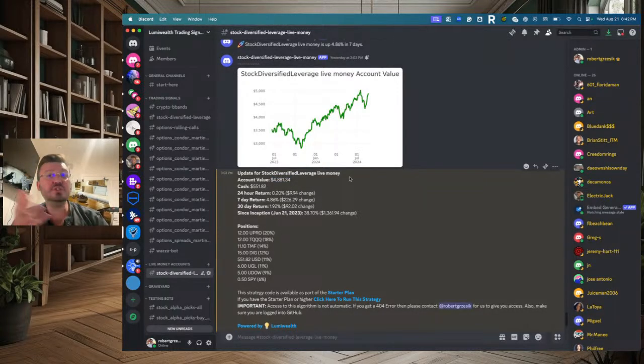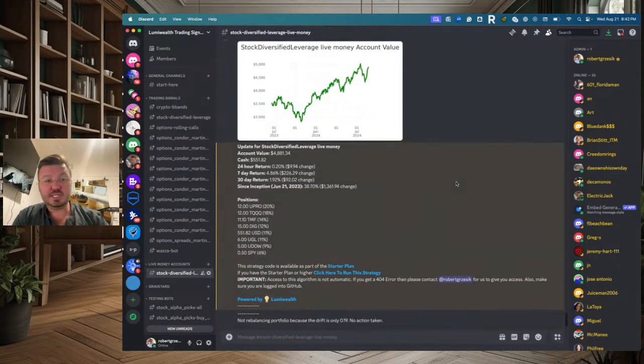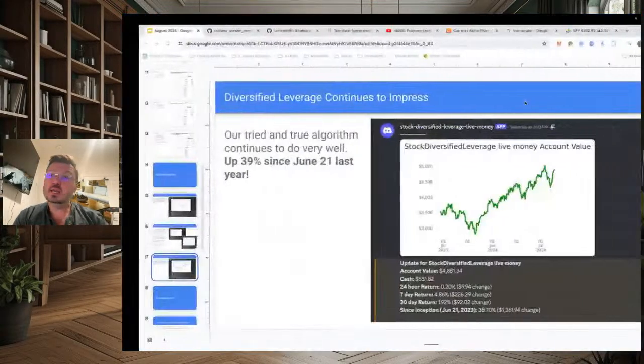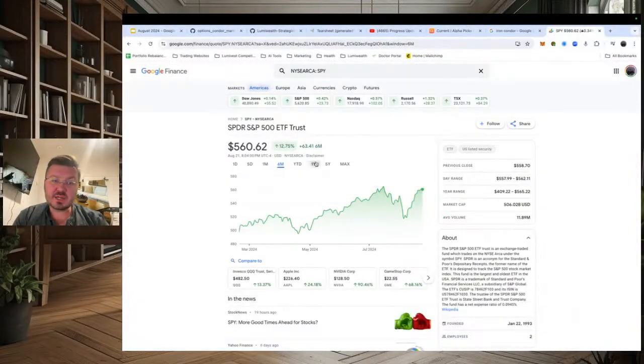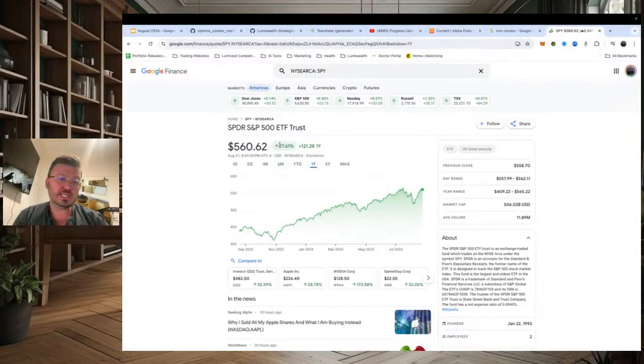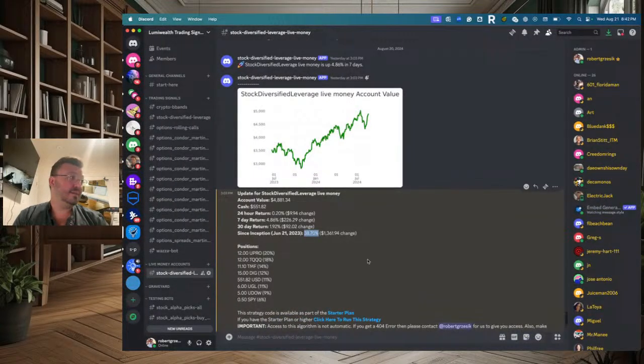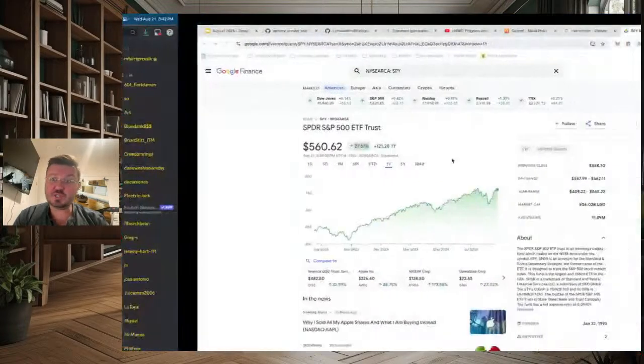This thing just continues to do well. It's a very impressive algorithm, simple, but works. You know what I mean? So it just continues to take off. Since inception, it's up 40%, right? That is a heck of a lot better than the stock market. If you look at the stock market over the past year, it has done well. It's up 27%. This thing is up 38%. So it beat the stock market by a nice chunk of change, right?